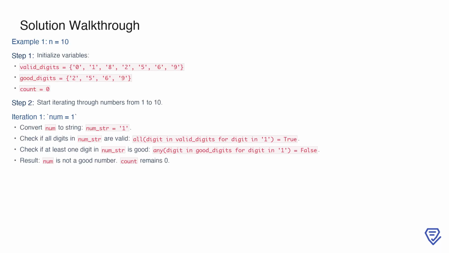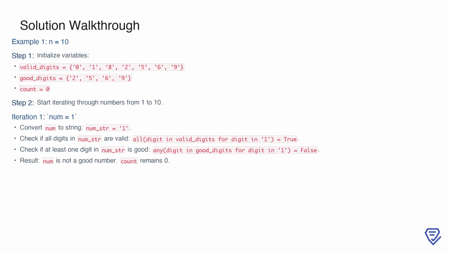To solve this problem, we start by initializing a few key variables. First, we define valid_digits, which contains all the digits that remain valid after rotation: 0, 1, 8, 2, 5, 6, and 9. Next, we define good_digits, a subset of valid_digits that contains digits that change to another valid digit after rotation: 2, 5, 6, and 9. Finally, we initialize a counter, count, to 0, which will track the number of good numbers we find. With these initializations in place, we begin iterating through the numbers from 1 to 10.